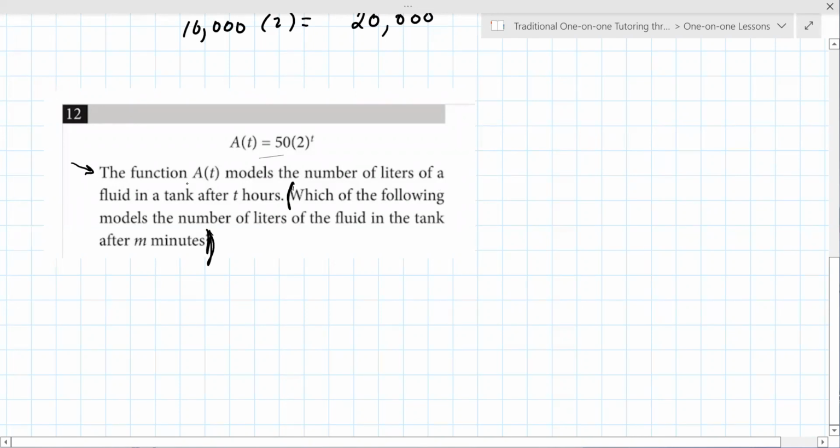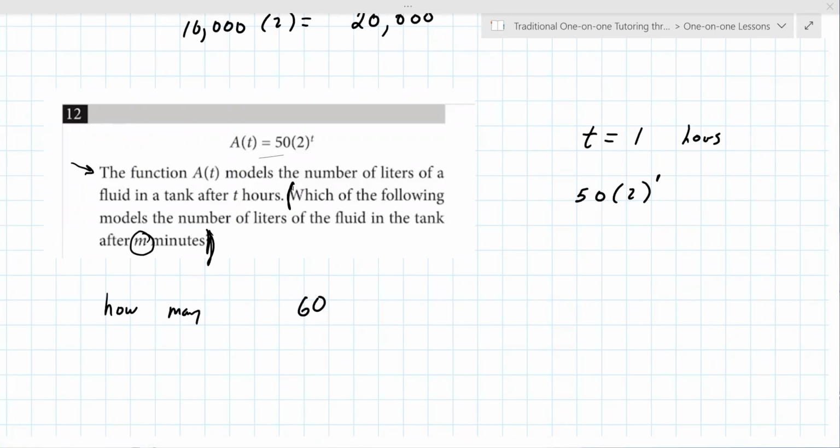The function A of t models the number of liters of a fluid in a tank after t hours. So the way this is written, if t equals 1 hour, it's 50 times 2 to the power of 1. Okay, but they want to do it in minutes. How many minutes are in an hour? 60. So we know that 60 will be part of the answer in some way.